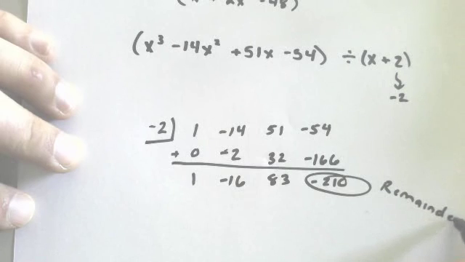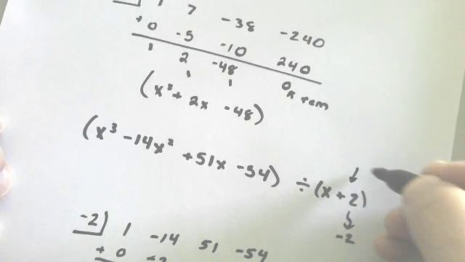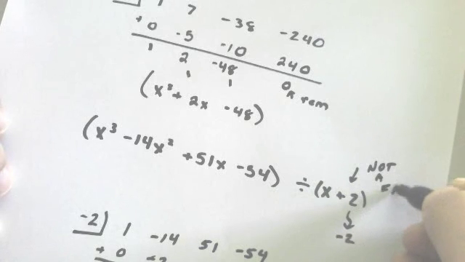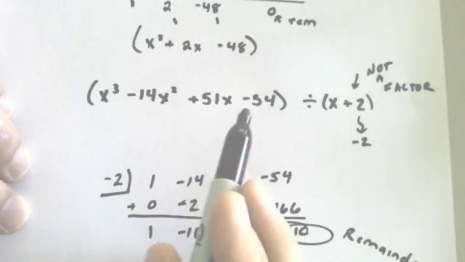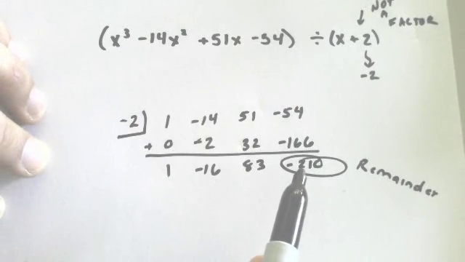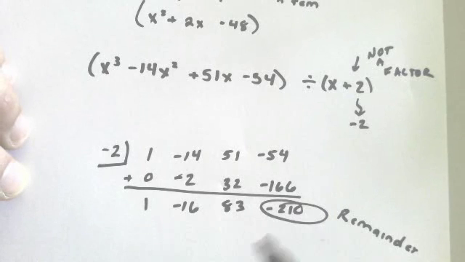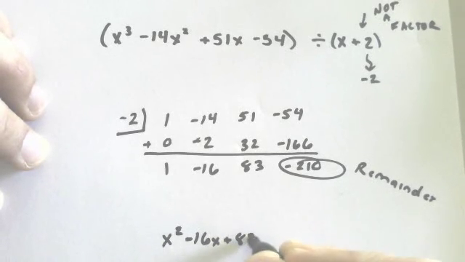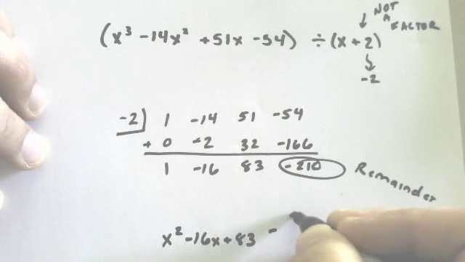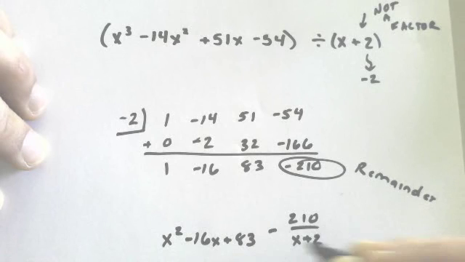So what that tells me is that x plus 2 is not a factor of x cubed minus 14x squared plus 51x minus 54. It is not a factor, because if it were a factor, then I would have a remainder of 0. So since it's not a factor, I'm not even going to bother writing out my polynomial, because, well, if I wanted to, it would look like this, but because of that remainder, I would have to write minus 210 over x plus 2. And really, that's a huge pain in the butt. So I'm totally going to avoid having to do that.